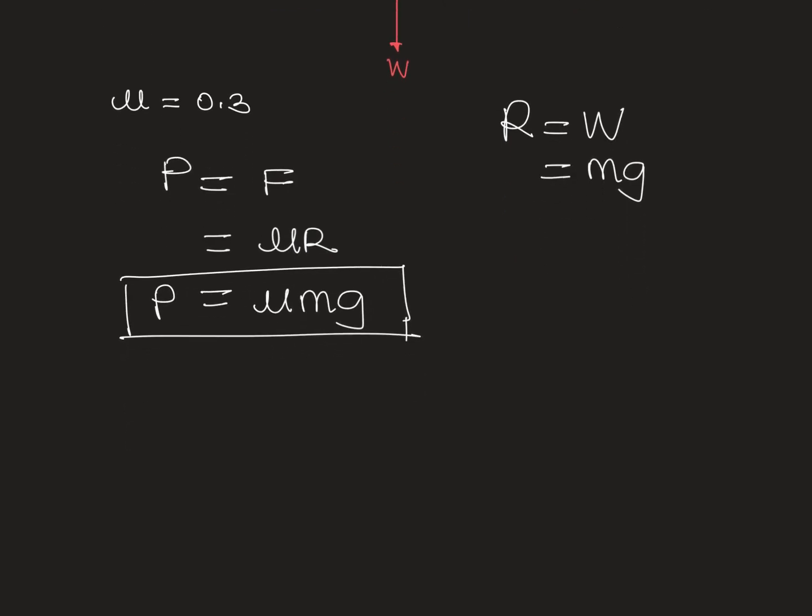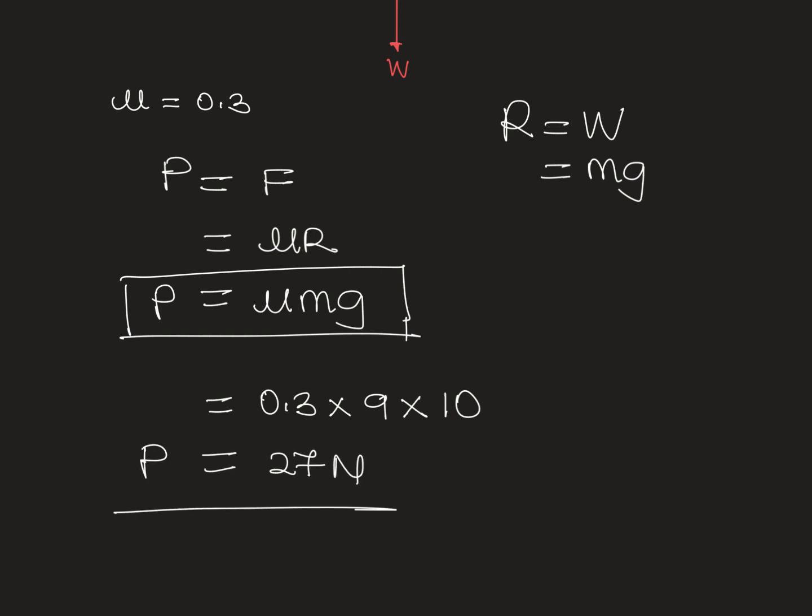So we can use this to calculate the force required to pull the object along the horizontal surface if the applied force is horizontal. The coefficient of friction is 0.3. The mass of the object is 9 kilograms, multiplied by gravity, which is 10. 0.3 times 9 times 10 is 27 newtons. So this is going to be the answer for the first question.